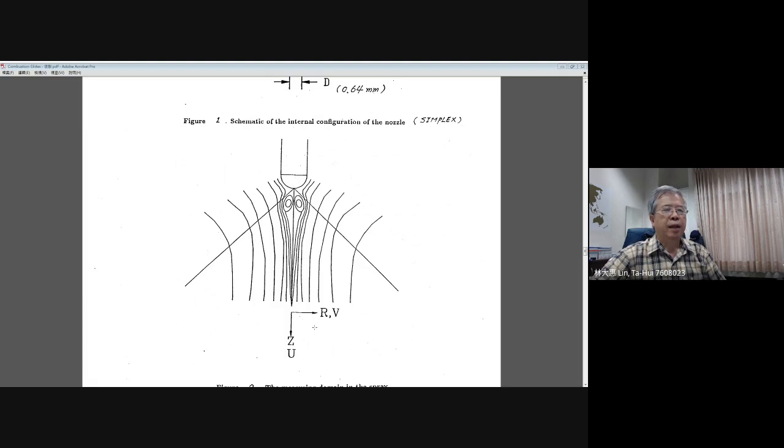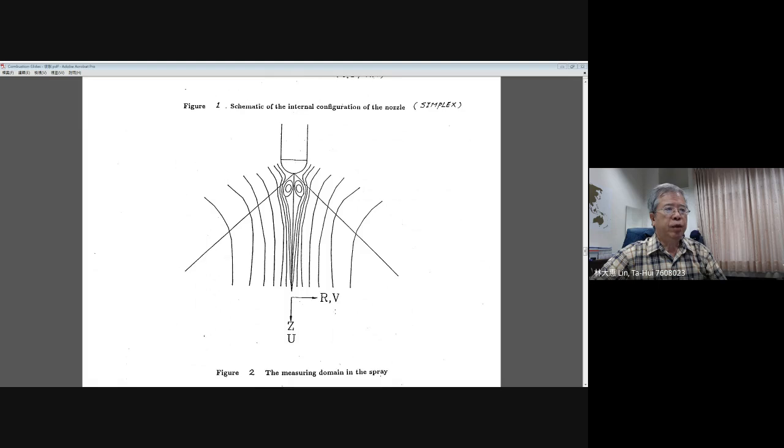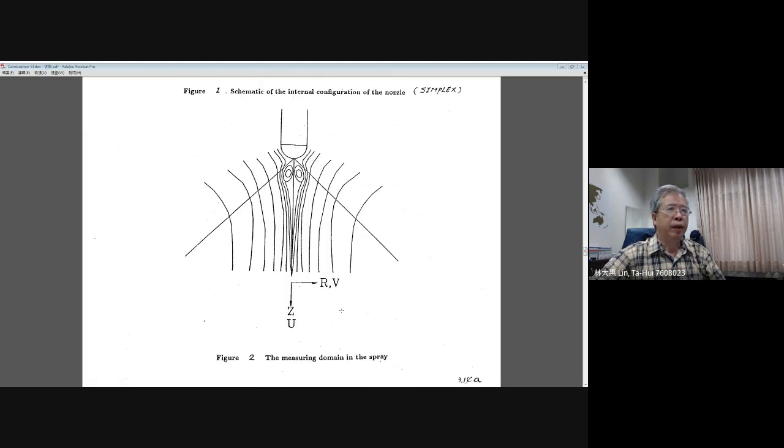Along the radial distance we use r to represent it, and the axial distance is represented by z. We have a radial velocity denoted by v, and the axial velocity denoted by u, and basically all the spray comes from the top and moves downstream. This is the geometry we have for our measurement domain.